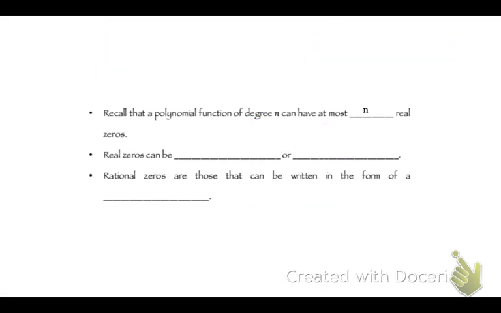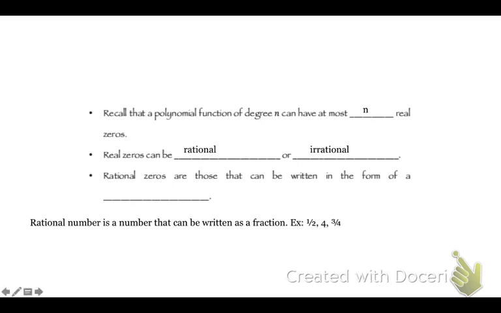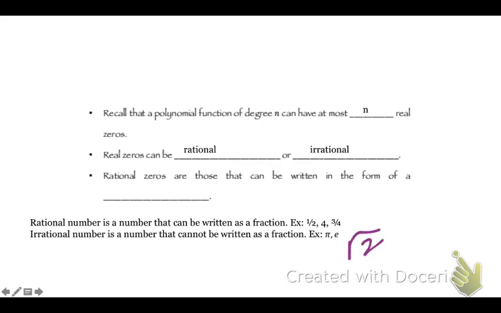Okay? So real zeros can be rational or they can be irrational. And remember, a rational number is a number that can be written as a fraction. So 1/2, 4 can be written as a fraction because that's just the same as 4 over 1, 3/4. Irrational numbers are numbers that can't be written as a fraction, so they're decimals that go on forever. So like pi, e, the square root of 2, etc. Okay? And then rational zeros are those that can be written in the form of a fraction, so p over q. Okay?